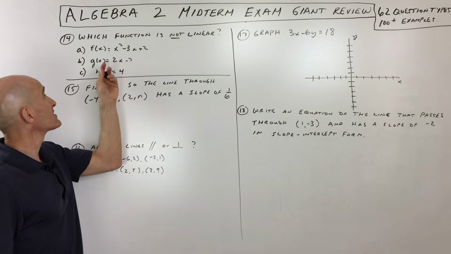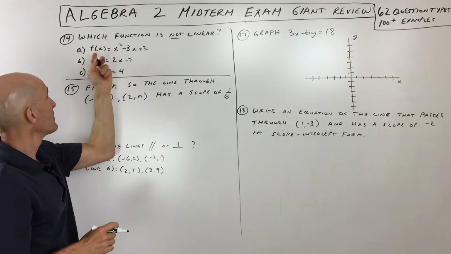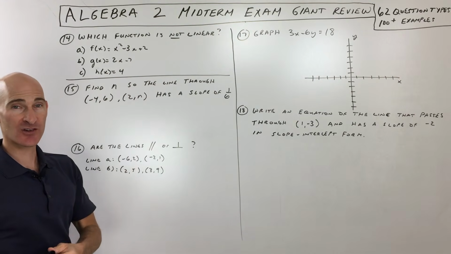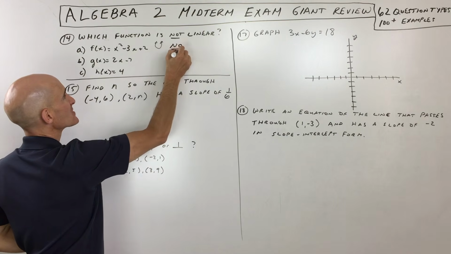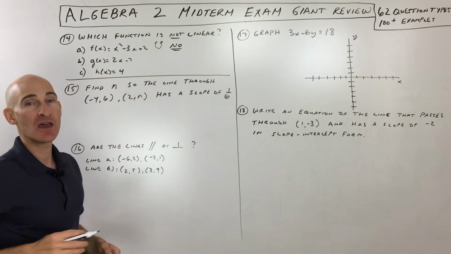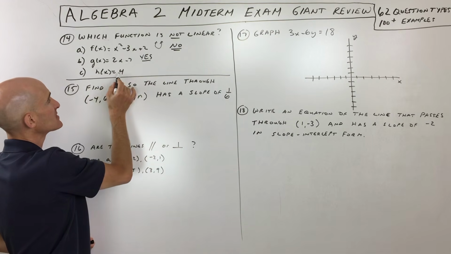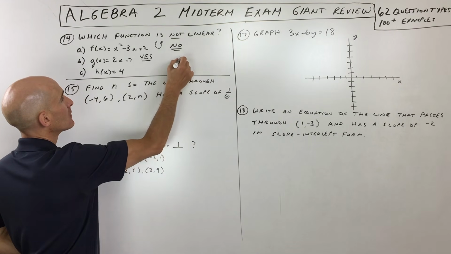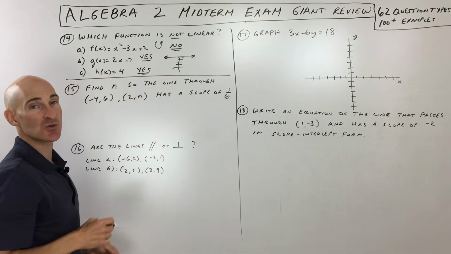Okay, question number 14 says, which function is not linear? So remember, linear means it's like a straight line. Now when you look at letter A, x squared minus 3x plus 2, you see this squared, second degree equation. That means that this is a parabola like this, and that means it's not linear. Letter B, you can see this is in the form y equals mx plus b. That is a straight line, so we're going to say yes for this one. And then for letter C, h of x equals 4. That's like y equals 4, that's a horizontal line like this, and so this one also is linear. So the one that's not linear here would be the first one, the x squared one.